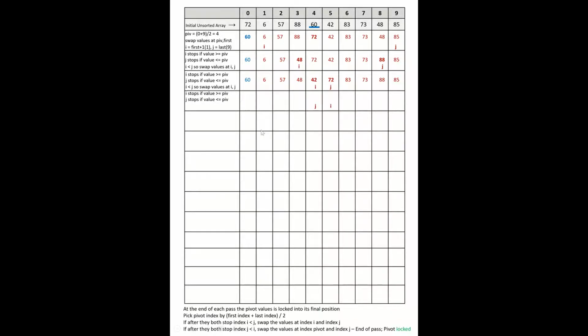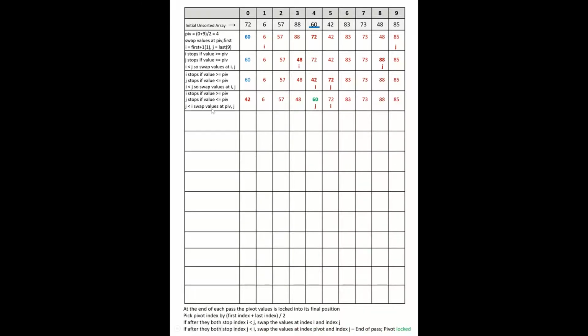And so now again, I sweeps to the right looking for greater than or equal to the pivot. The pivot is still 60. I find 72 and stops here at index 5. J moves to the left. It's looking for less than or equal to the pivot. It finds 42 and it stops. In this case, J is less than I.